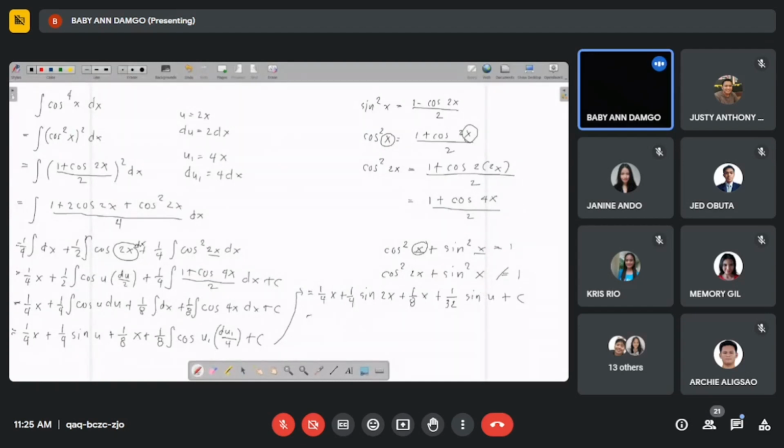So we can combine 1/4 x and 1/8 x. So we have 3 over 8 x plus 1/4 sine 2x plus 1 over 32 sine 4x, which is sine u sub 1 plus c. Okay, so we cannot combine sine 2x and sine 4x, in which this is the final answer.